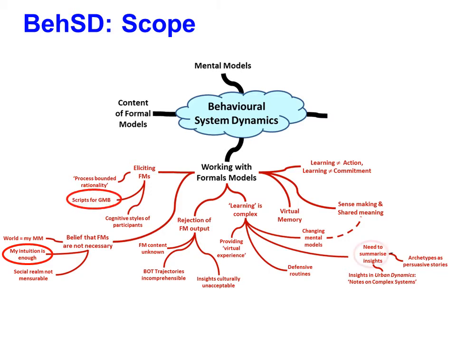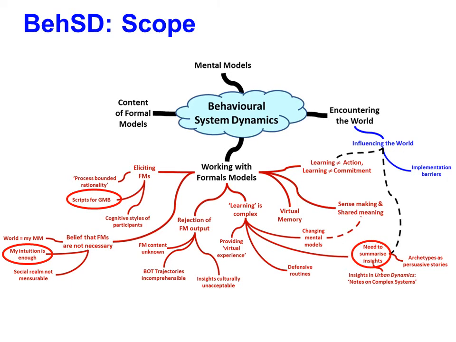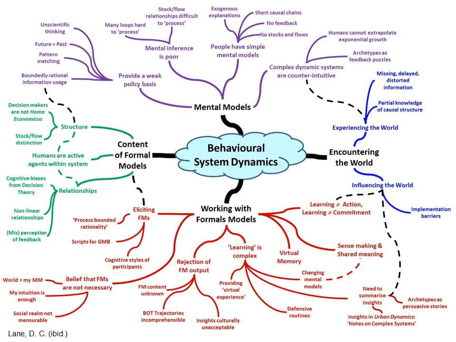Or how you need to find a neat way to summarize, to chunk the insight from a model into something that people can remember and use in their encounters with the world to influence the world. Now, there are lots of things going on in this at different levels. Etienne and I eventually decided that this is really little more than a mind map.